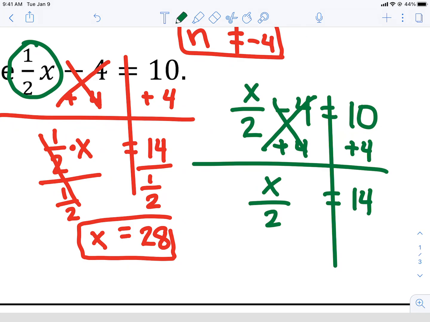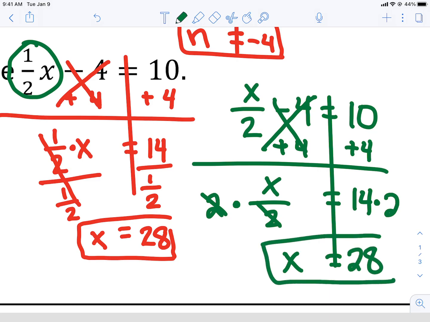Then we notice that we're dividing by 2. The opposite of division is multiplication, so I multiply both sides by 2. When I do that, the 2's make a 1x. And 14 times 2 is 28. So I just showed you 2 different ways to solve the same question.